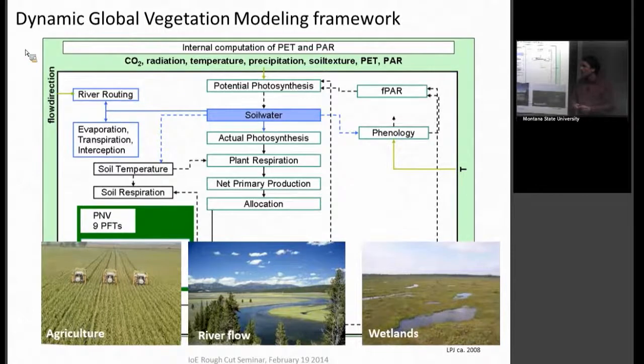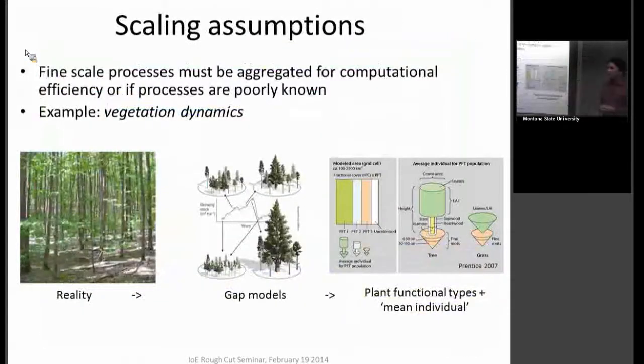So one critical issue that the models have to deal with, in addition to a lack of full information, is this issue of scale. If we want to run these models over 100 to 1,000 year time frames and at global spatial scales, then we have to aggregate a lot of the processes that are happening locally to make things computationally feasible. And again, if we don't fully understand a process at the mechanistic level, then we have to make some kind of empirical description of what that process is doing.